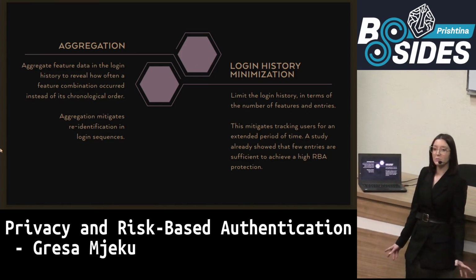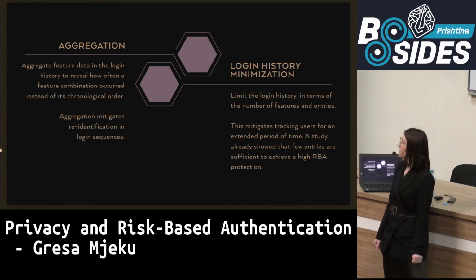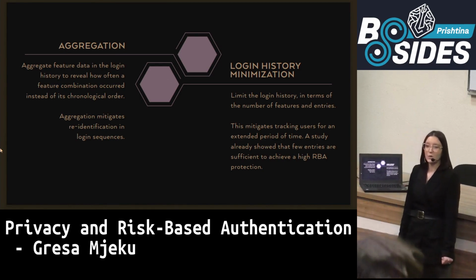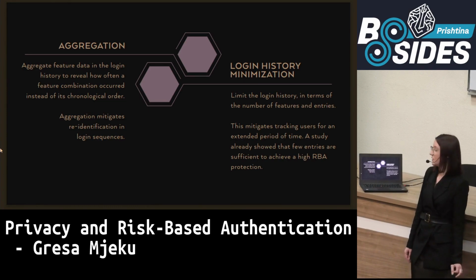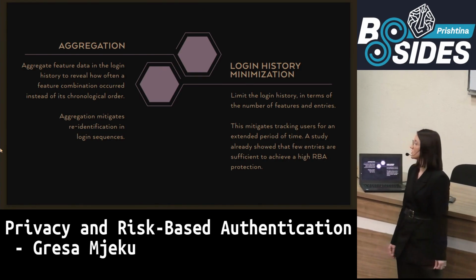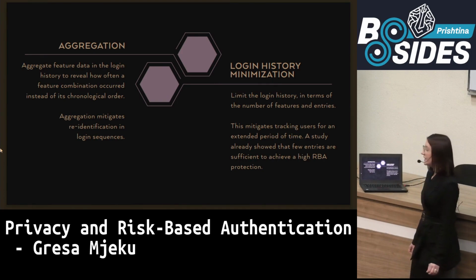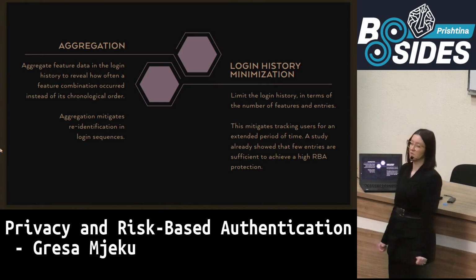But how can we mitigate them? Two methods: aggregation and logging history minimization. We can aggregate the feature values in the logging history so we only reveal how often a feature value occurs instead of its chronological order. By aggregation, we mitigate the re-identification in logging sequences.